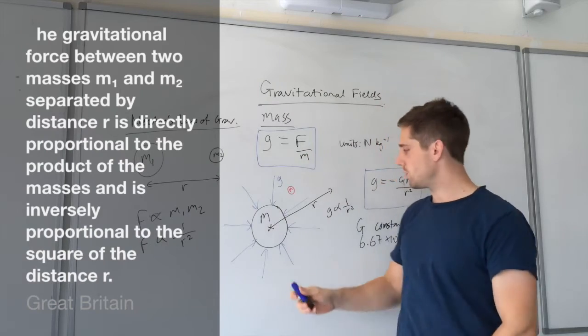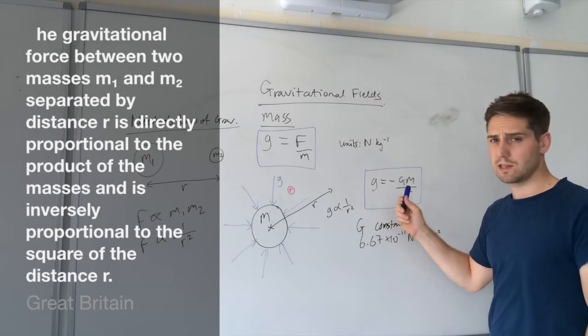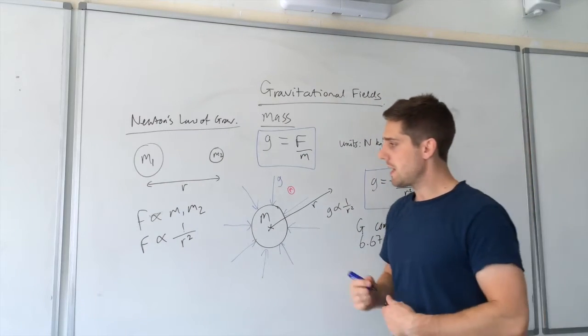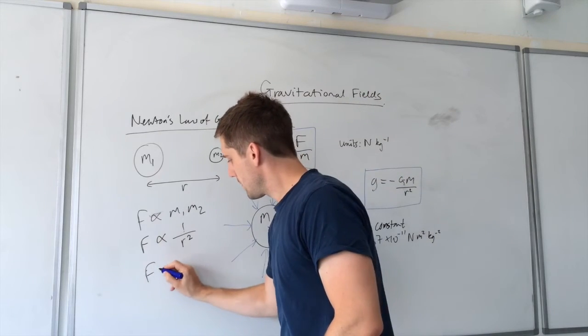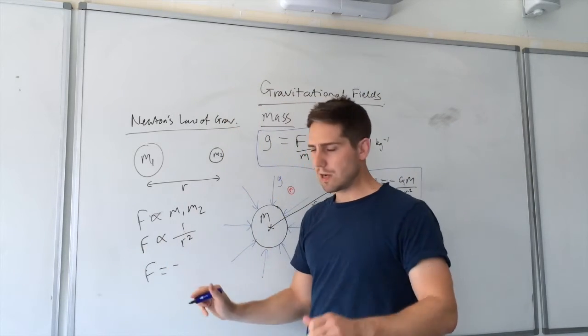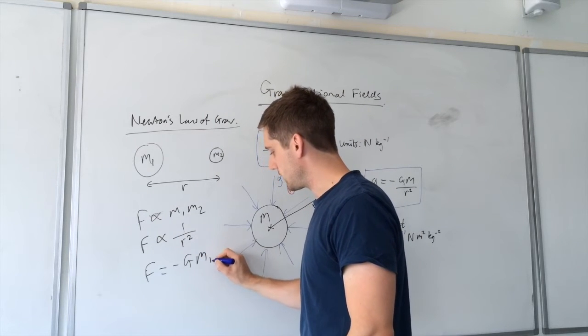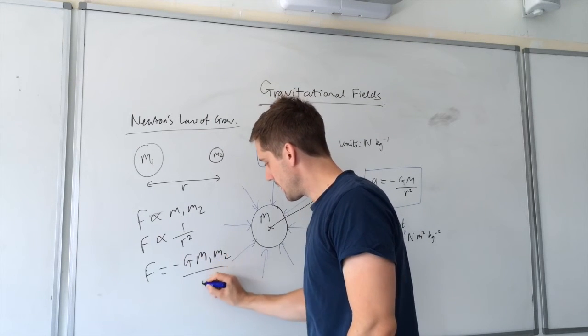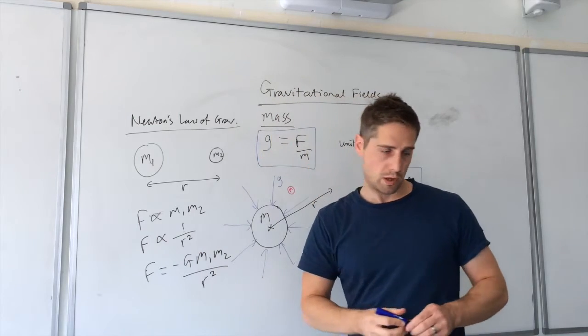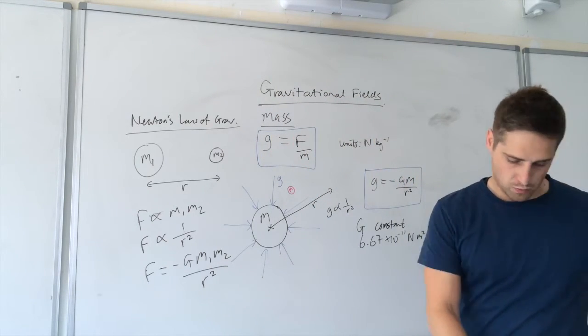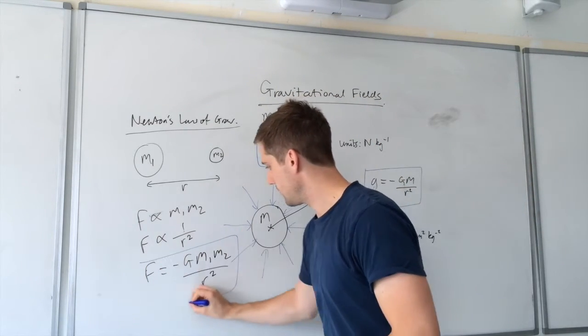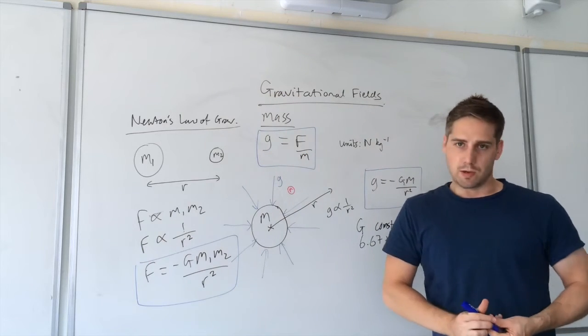The proportionality constant is the same as the proportionality constant here. It's G, and this force is always attractive, so there's a negative here. So it indicates direction. And that would be the full equation there. So the blue pen to highlight my equation.